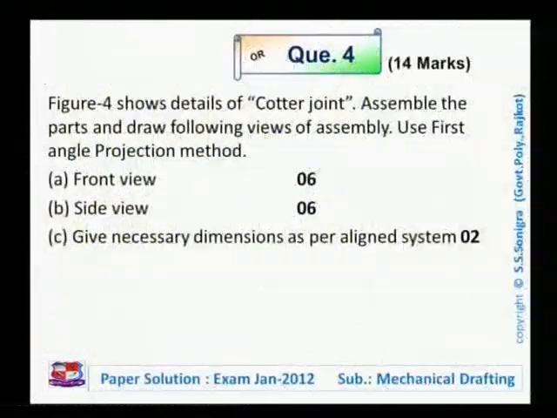Now the next problem, question number 4b, which is asked as an option. The figure shows the details of a quarter joint. Assemble the parts and draw the assembly in the following views. Use first angle projection method. A. Front view, B. Side view and C. Give necessary dimensions by the aligned system of dimensioning.